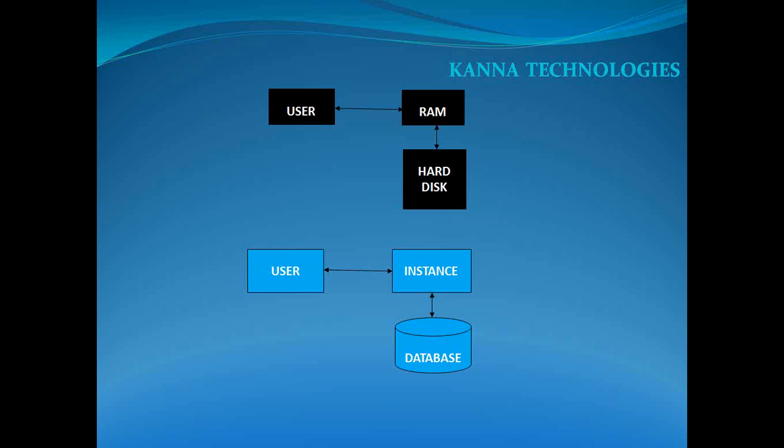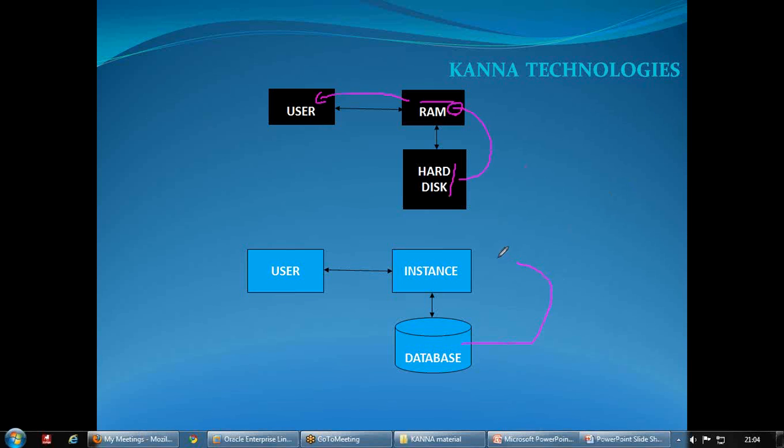If the data is available, it will be given to the end user, that means it will be displayed on the user's screen. Otherwise, Oracle will search for the data in the database, and the moment it finds the data, it will copy that into the instance. Just like how our operating system works, once the data is available, it is copied into the instance, and from there it is given to the end user. This is what it does.